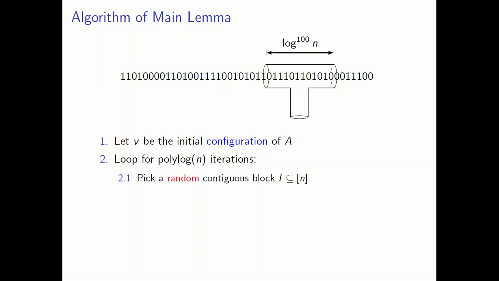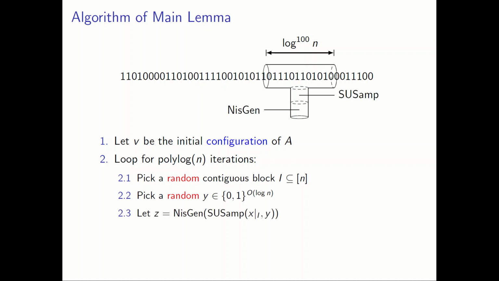So in one phase, what you do is you pick a random location in the input to use as a source of random bits. So we randomly pick a block of the input, and then pick a random seed of only log n bits, and then run this part of the input through the sampler, and run that through Nisan's generator to stretch it out to a long pseudo-random string, Z.